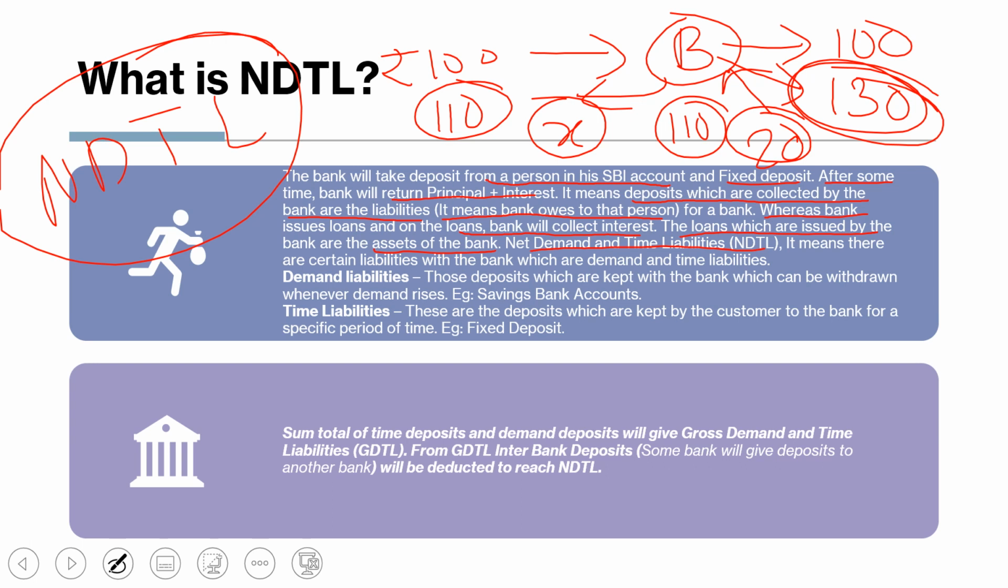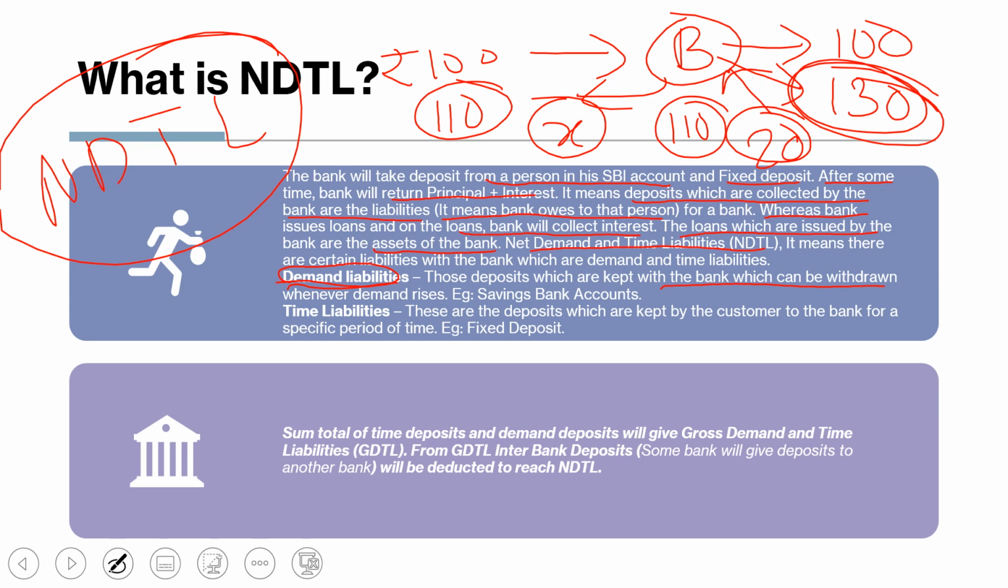Demand liabilities are those deposits kept with the bank which can be withdrawn whenever demanded. The amount I have deposited in my savings account, I can withdraw whenever I want. That is demand liabilities. The bank will not say no, that right now you can't withdraw money from the ATM. It's not like that. You can withdraw money from your account whenever you want.